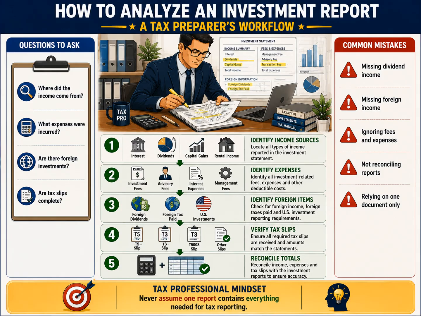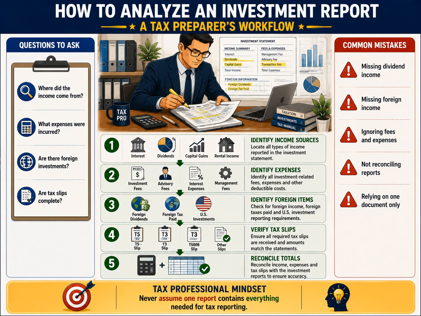At this stage, the tax preparer compares the information found in the investment reports to the official tax slips received from financial institutions. Examples include T5 slips, T3 slips, and T5008 slips. The objective is to ensure that all relevant income and transactions have been properly reported, and that the amounts are consistent across documents. The fifth and final step is reconciliation.